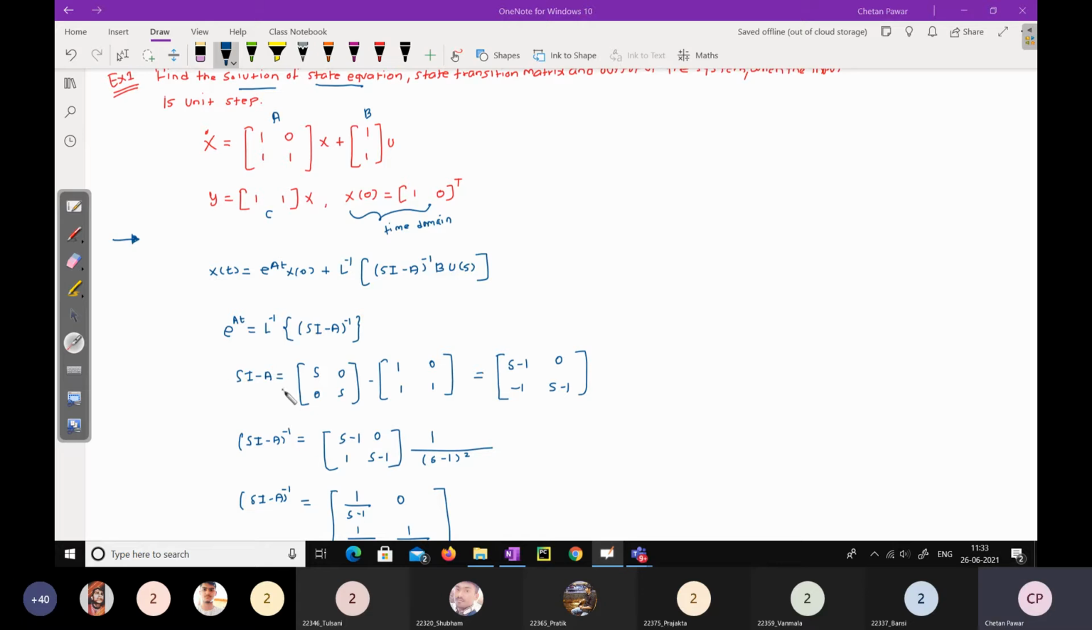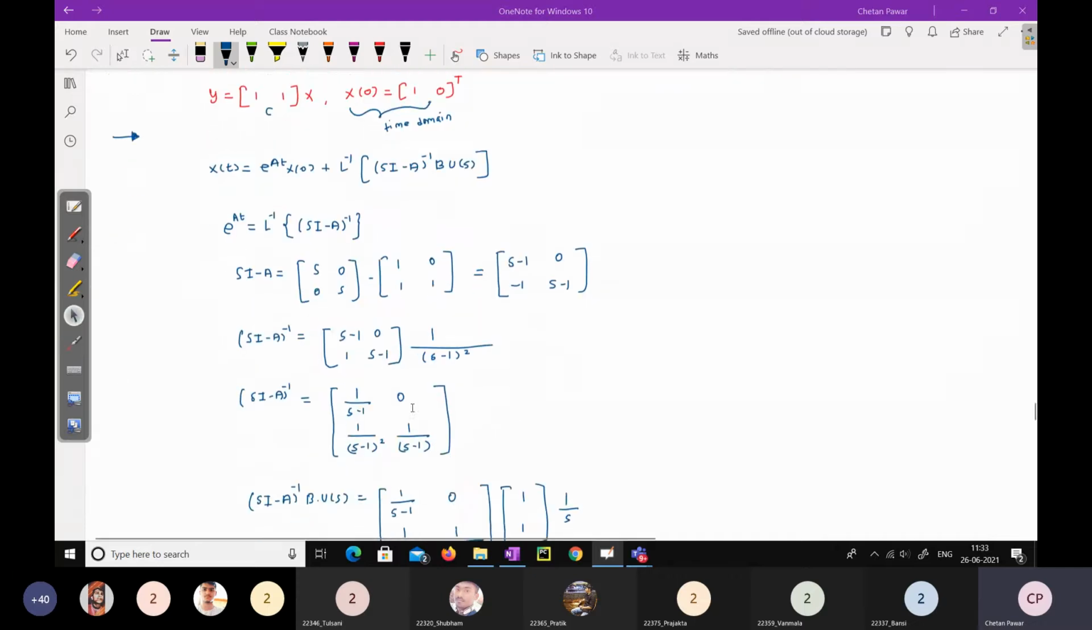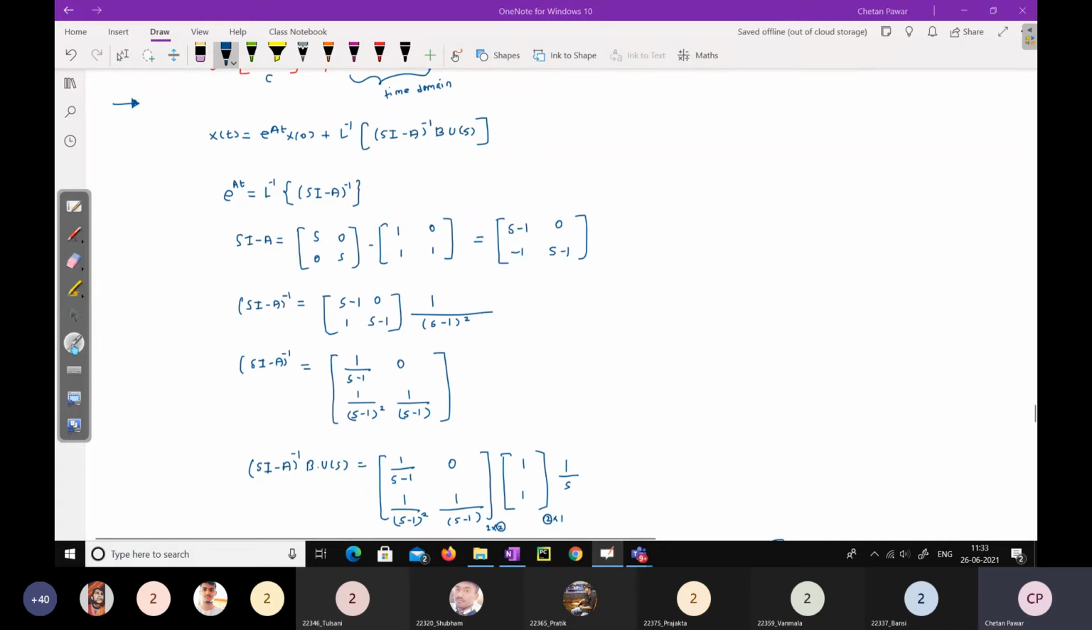If you find sI minus A, that will be s minus 1, 0, minus 1, s minus 1. And what will be the inverse? Take the adjoint of it and divide it by the determinant. So sI minus A inverse will be 1 upon s minus 1, 0, 1 upon s minus 1 square, and the last term will be 1 upon s minus 1, right? So we got sI minus A inverse.